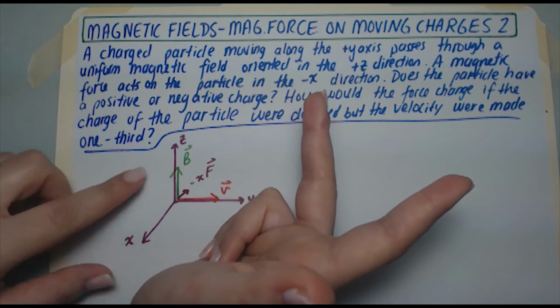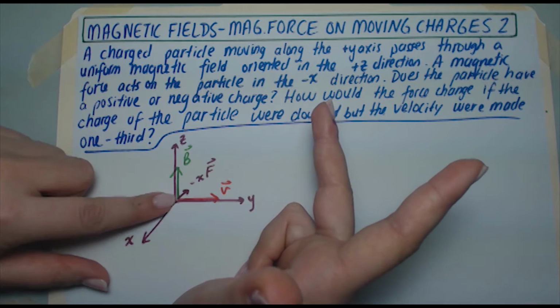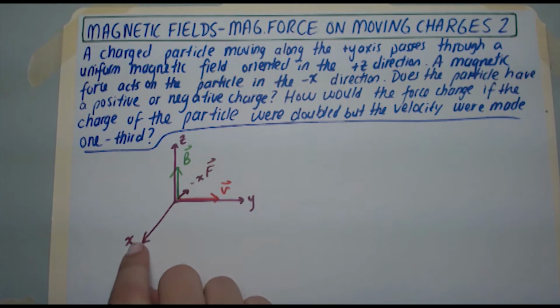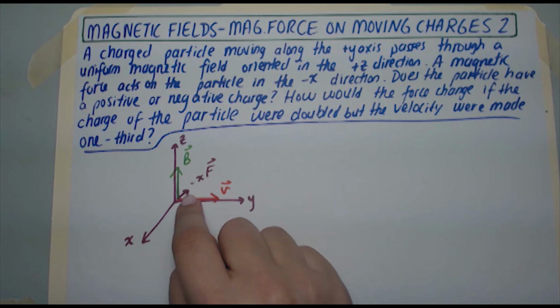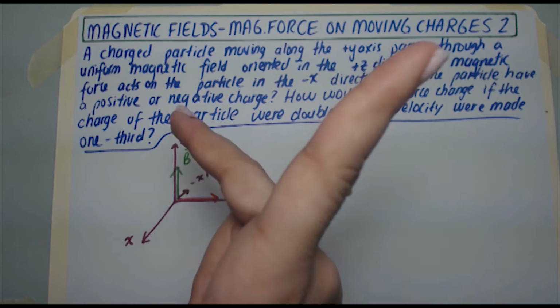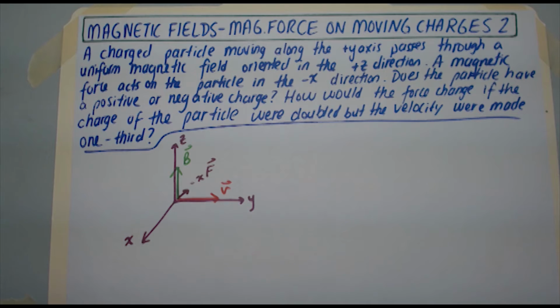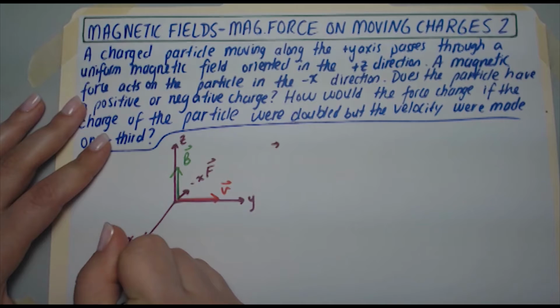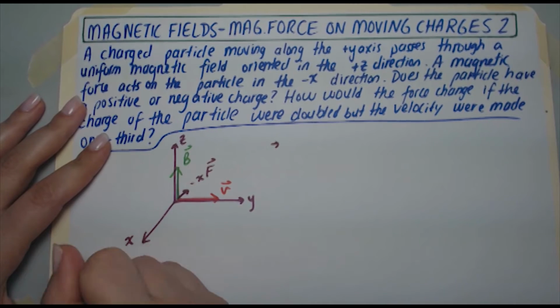So this means with the magnetic field in the positive z and the motion in the positive y, the force should be going out of the page in the positive x. However, the problem tells us that the force is going in the negative x or into the page. Therefore, it can't be a positive particle, it's got to be a negative particle. So first things first, actually I'll write it down here. We know it's a negative particle.